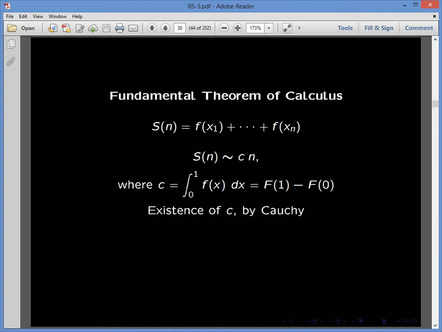c. It exists by continuity, and what is c? That's the fundamental theorem of calculus. So we have that the definite integral is equal to that. It's not a definition again, it's a theorem.